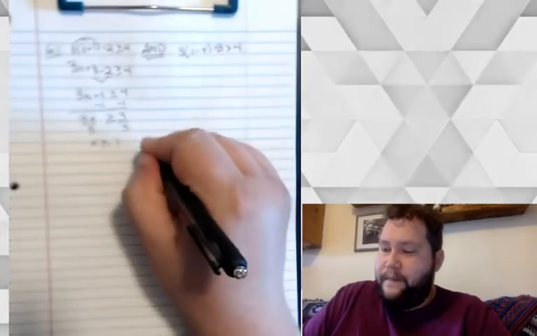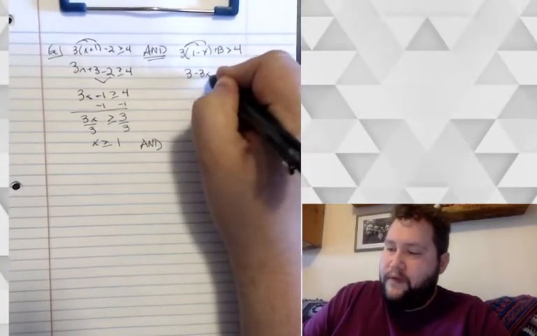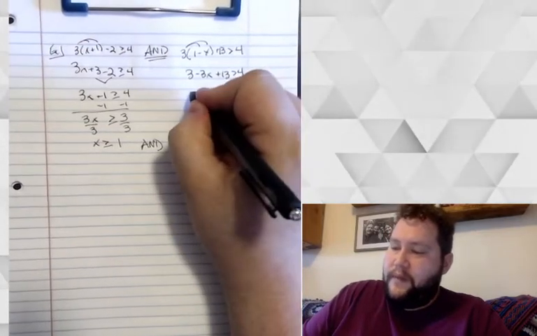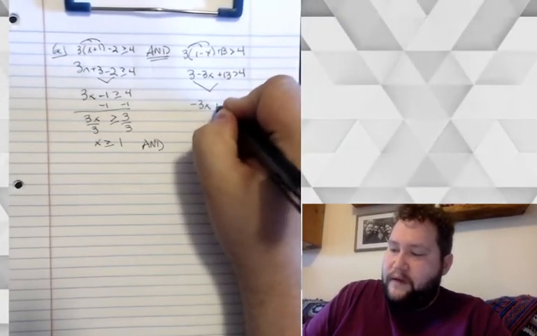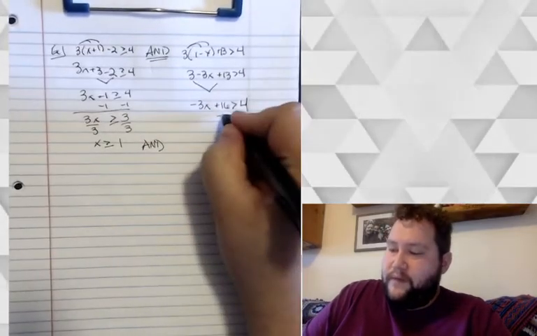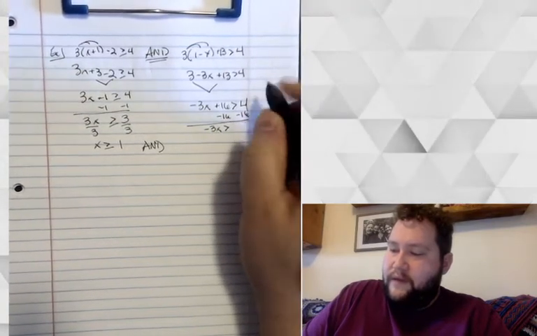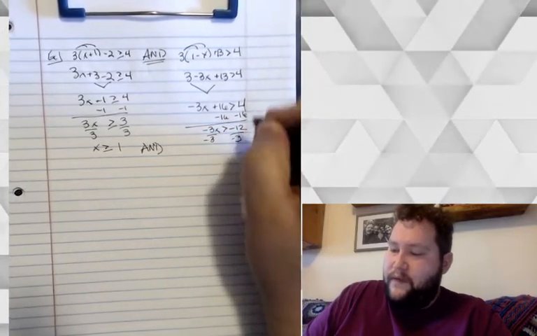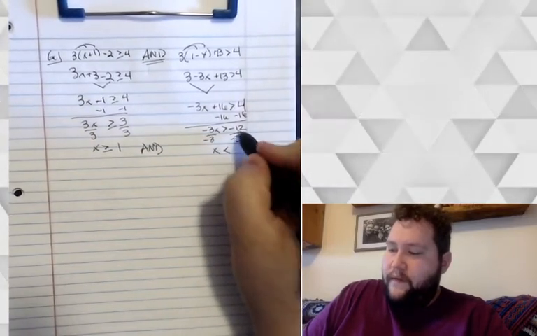And go ahead and distribute. 3 minus 3x plus 13 is greater than 4. I'm going to combine these constant terms. Negative 3x plus 16 is greater than 4. Subtract 16 from both sides. Negative 3x greater than negative 12. If I divide by negative 3, we have to flip it. So x less than 4.